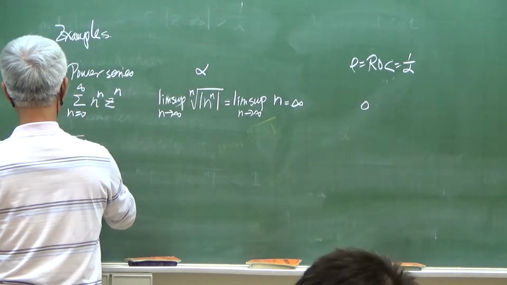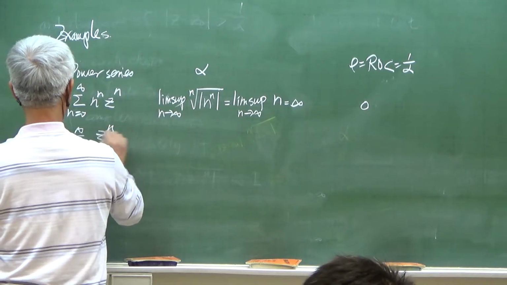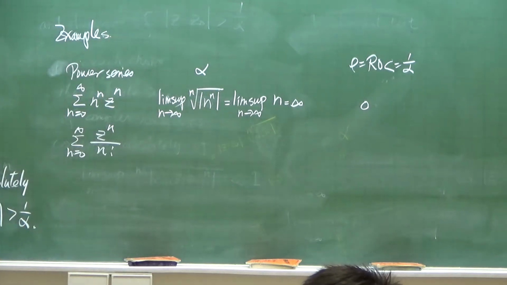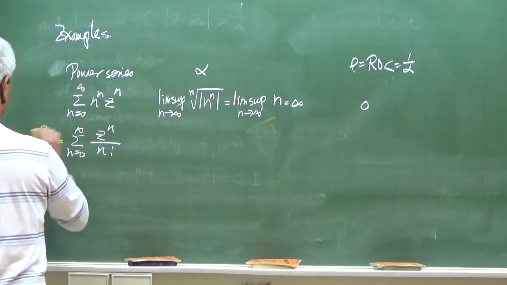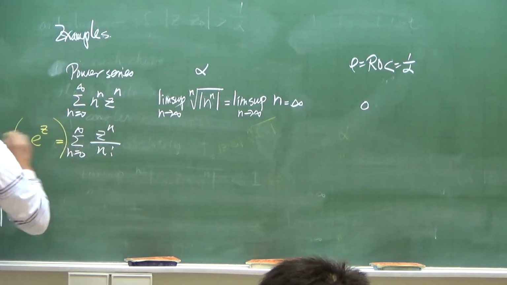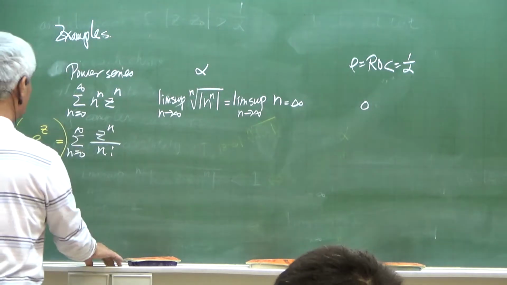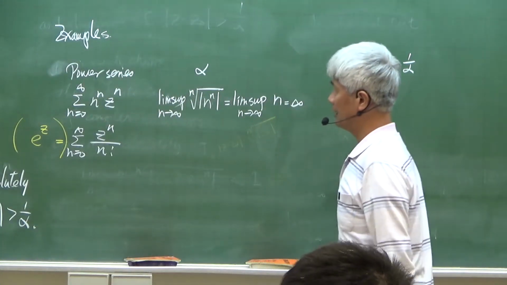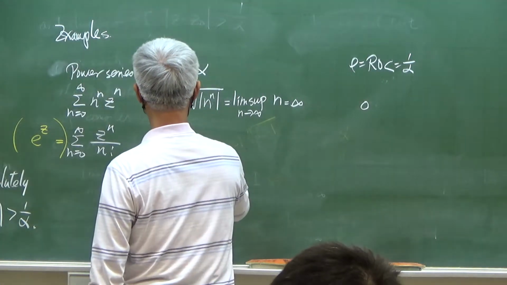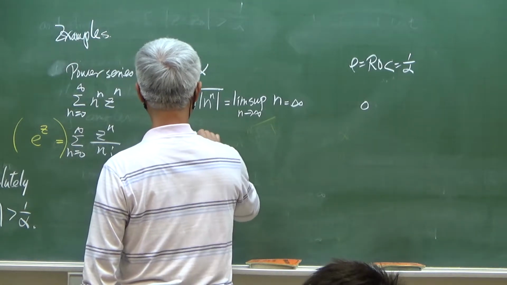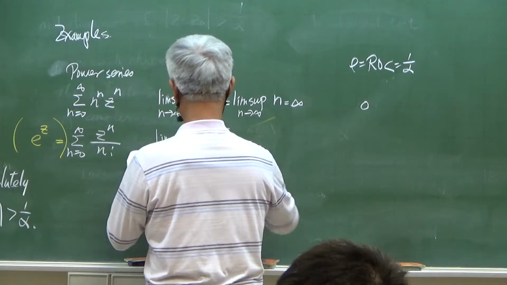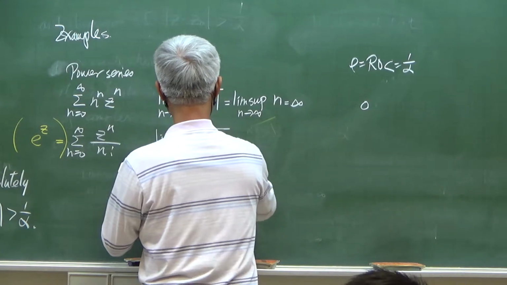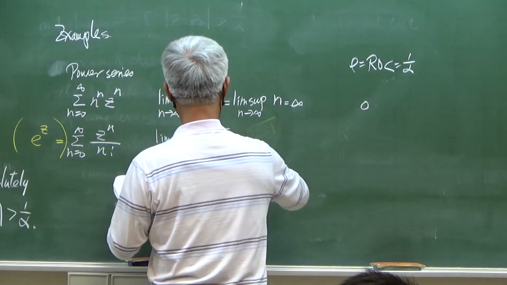The other example is the series with factorial. As you may notice when you study the exponential function later, this is the exponential function, but we'll see that later. So lim sup as n goes to infinity of the nth root of 1 over n factorial is 1 over n factorial.